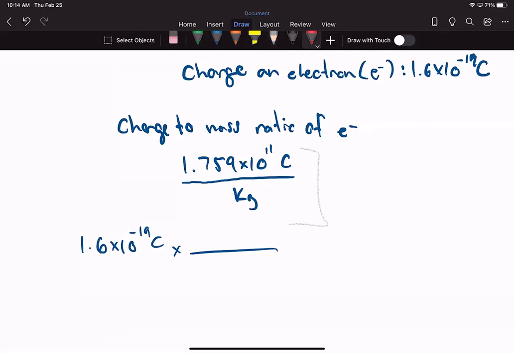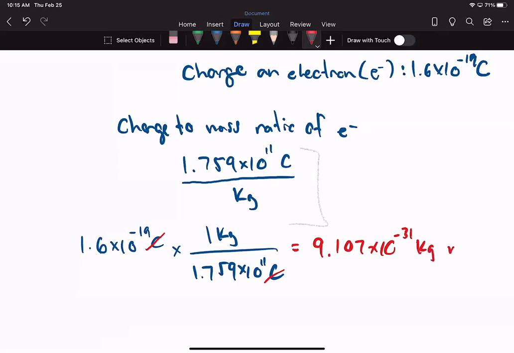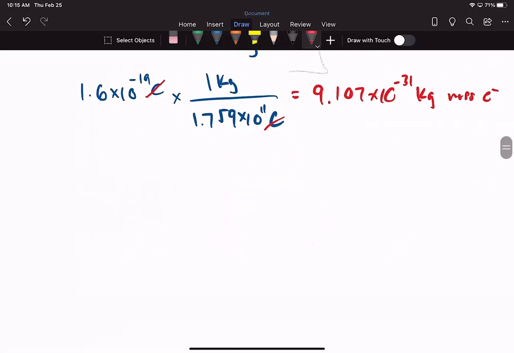All right. So if I use the reciprocal value here and put 1 kilogram over 1.759 times 10 to the 11 coulombs, well, these units cancel out, and I end up with a mass of 9.107 times 10 to the minus 31 kilograms as the mass of an electron. Right. So again, remember that if the units don't work out the way you're looking at it, flip it around and make sure you're cross canceling there.